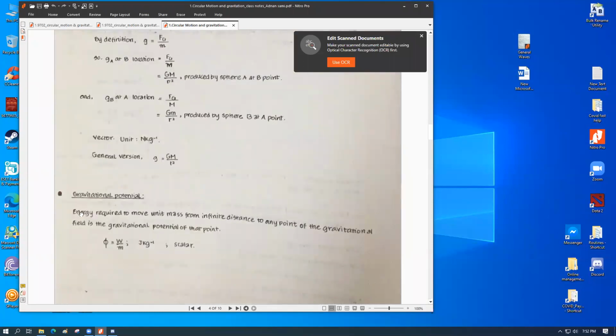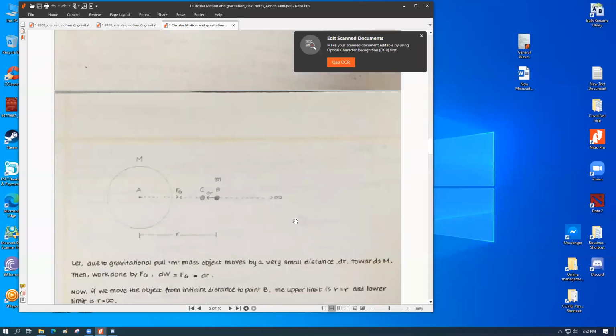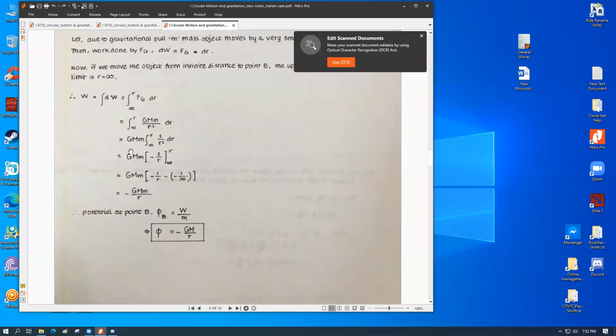And then comes the idea of gravitational potential, which is different from gravitational field strength. Field strength is force per mass, and potential is work done per mass, which is given by phi, in joule per kg. Here we have a little bit of integration and mathematical lunacy to derive this formula. So we have phi equals minus GM by r. This is the generic expression for this.